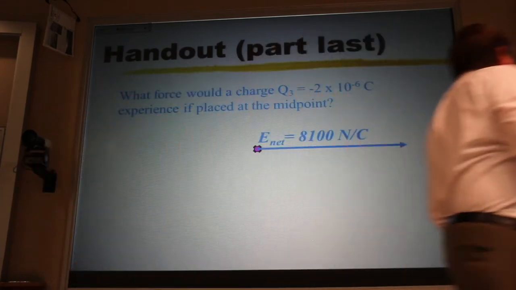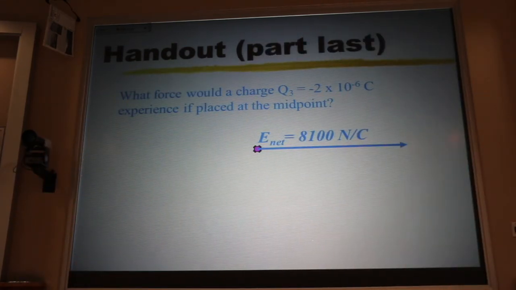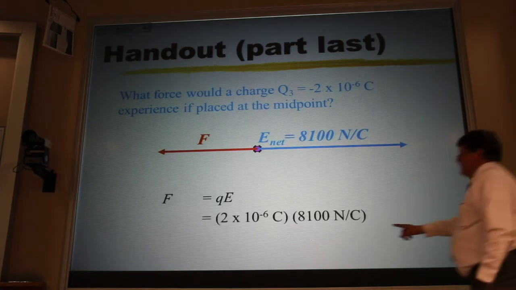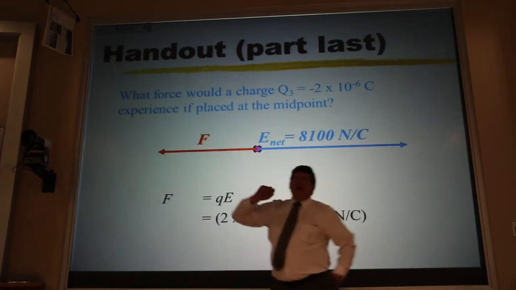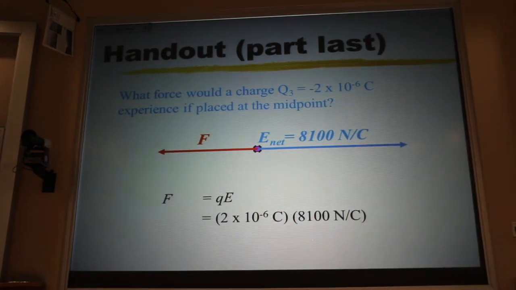Now, if the field is to the right, and the test charge being pushed is negative, then the push, the actual force, is in the negative right direction, or the left direction. It would be opposite the electric field. Opposite. Okay? And the size would be given by the definition of the electric field. Notice I don't put the minus sign here because I already know the direction. I just want to know the magnitude, always a positive quantity. And I get 0.016 newtons.